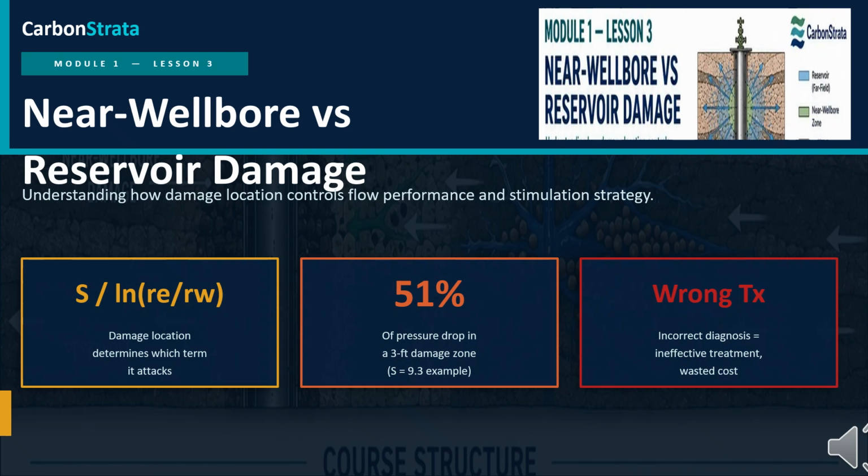Look at the equation on the screen. You already know it. But today, you stop seeing it as math. You see it as a decision. 2 terms. 2 locations. 2 completely different treatments.